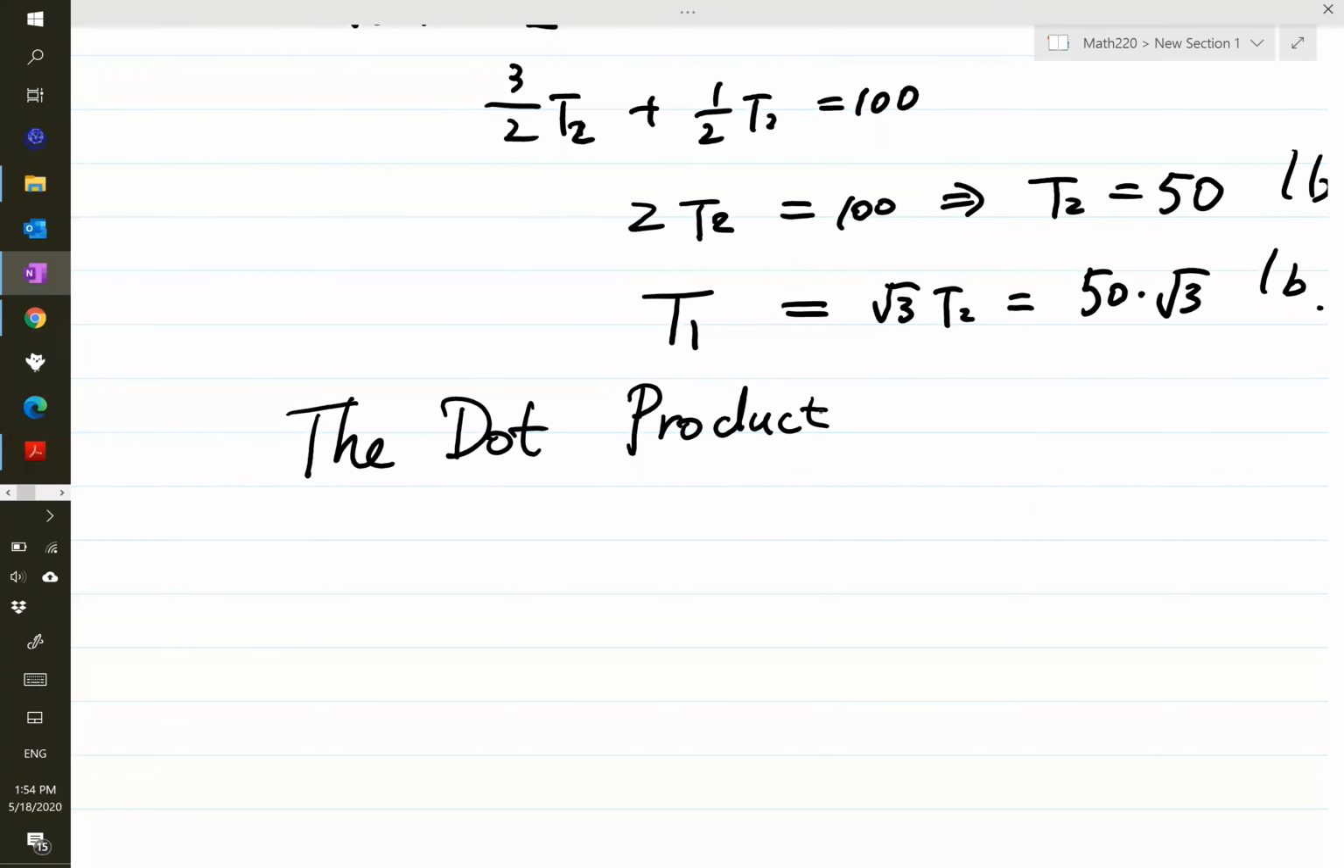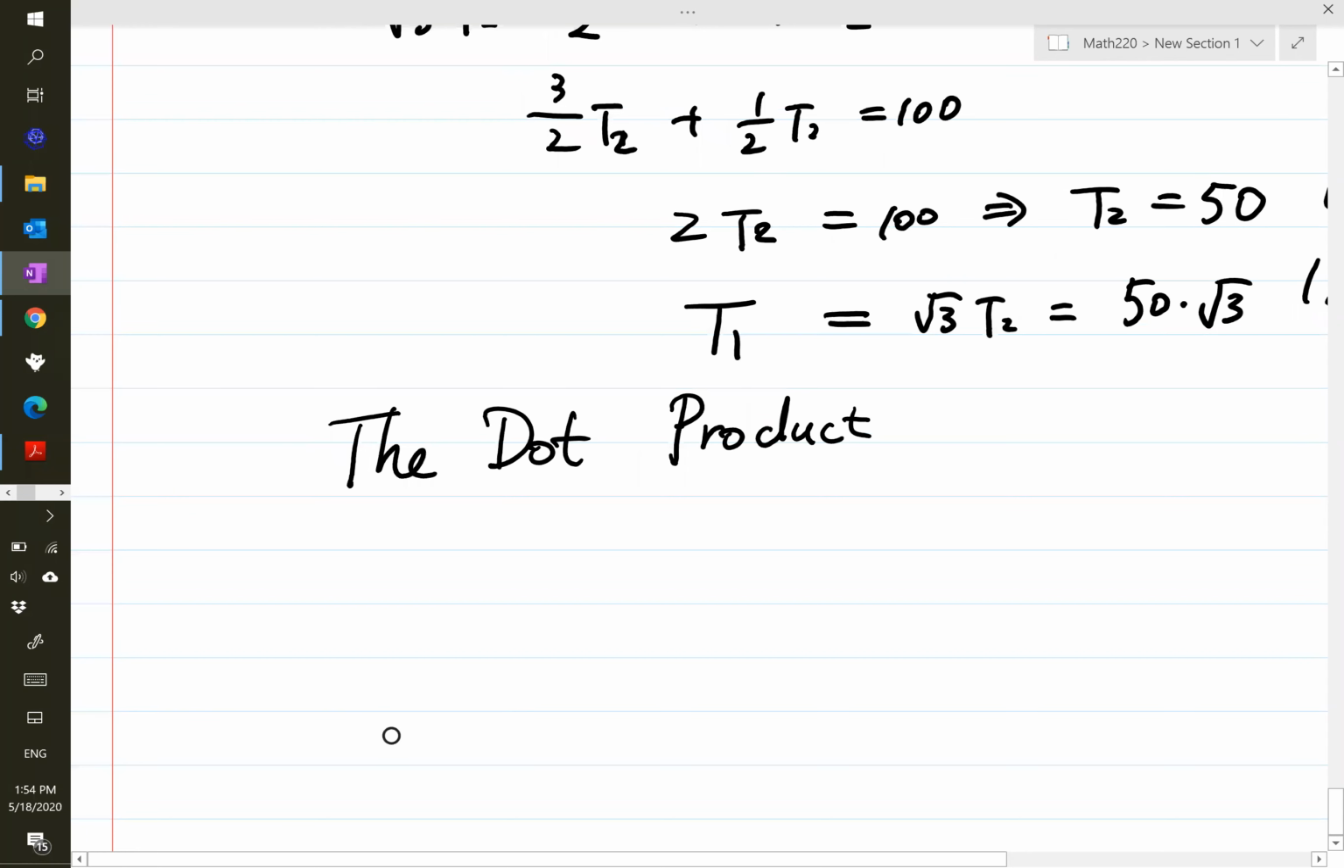Okay. Now, given two vectors, we want to define the product between them. So suppose we have two vectors A and B.